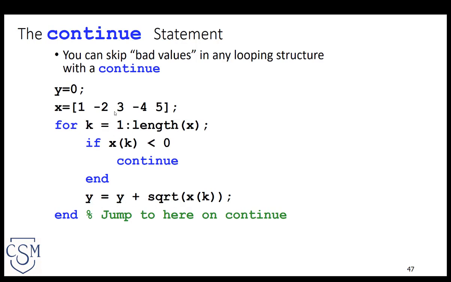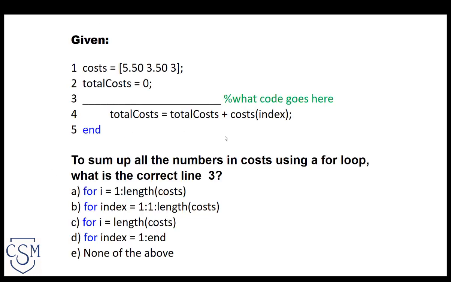And then as we go along, what we see here is I'm not building an array y, I'm actually recalculating it every single time. So this wouldn't give you an array. However, the nice thing is that I would skip the negative values in computing this square root of x of k. So the continue and break functions are very useful for for loops and while loops.